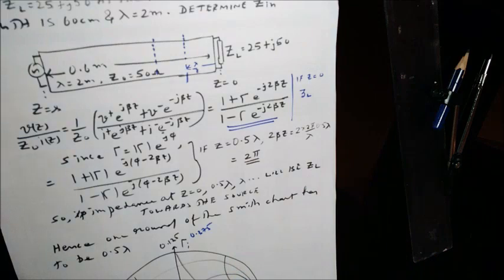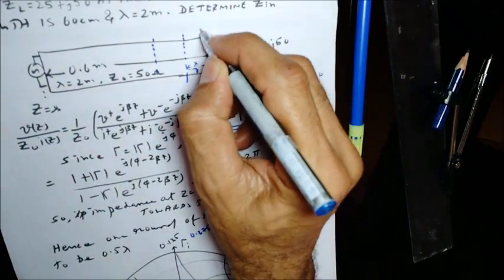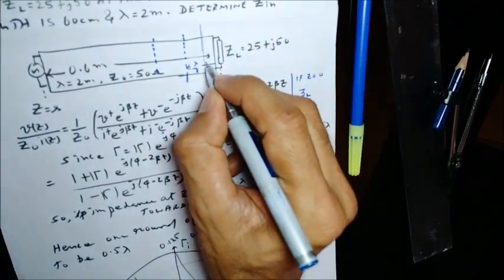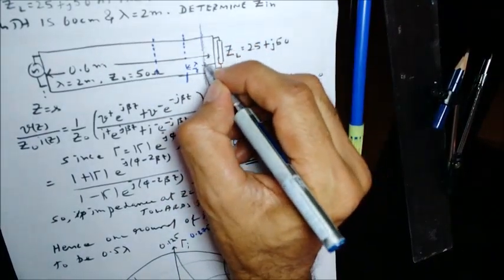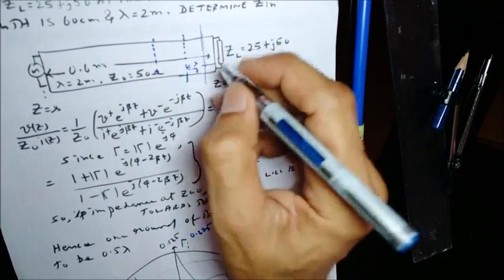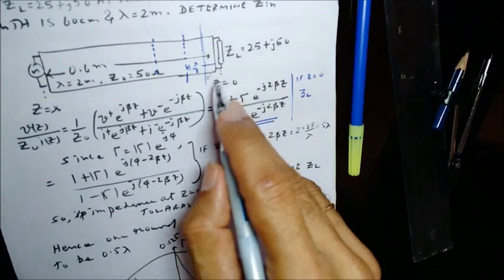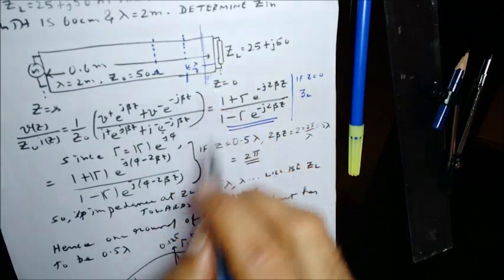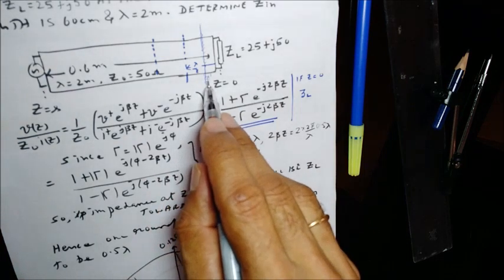Now let us say that you have calculated the impedance somewhere for some other z, which is between 0 and lambda by 2. Let's say some z. You calculated the impedance here. And how do you get that impedance? Let's say this is z dash for convenience. We get the input impedance, the impedance here on the transmission line, by substituting this z as z dash.